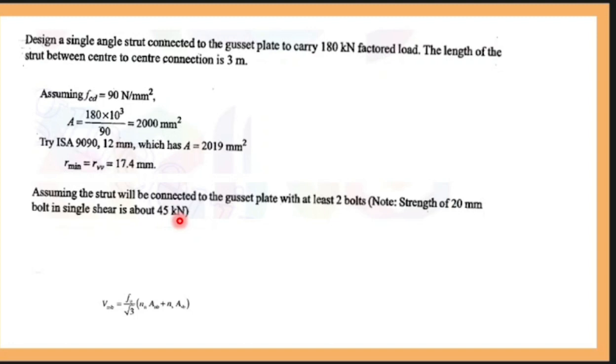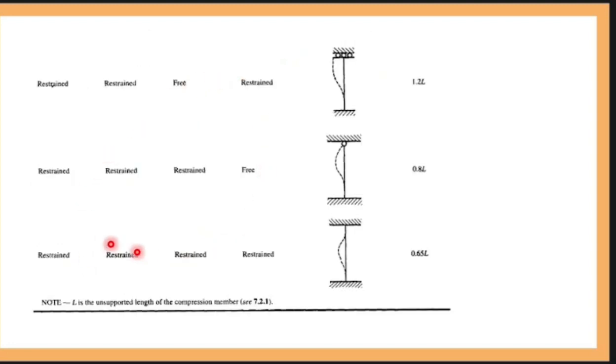Now, how to design? For the design of a compression member, you need the radius of gyration. What do you mean by radius of gyration? KL by R. This is the ratio which you have to take. What is K? K is a constant, KL. Where will you get this? You have this condition in the compression member chapter, in the code book.